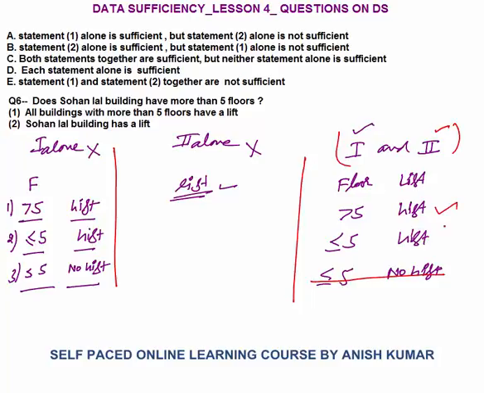So still there are two possibilities. In both cases the building has a lift, but in one case it has more than 5 floors and in the other case it has less than or equal to 5 floors. Still our question is unanswered. The question was, does Sohan Lal's building have more than 5 floors? The answer is may or may not be. So even after combining, you are not getting a unique answer. So the answer would be E: both statements together are not sufficient to answer the question.